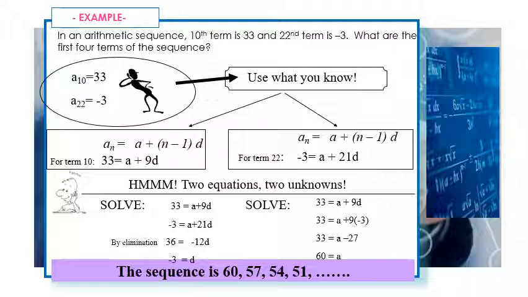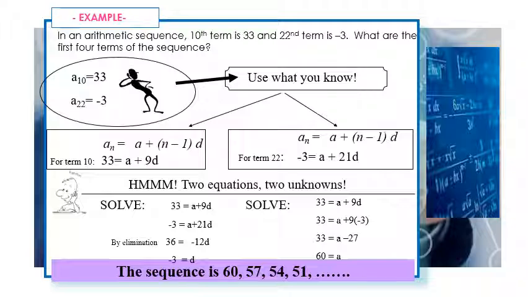Then we can substitute it in the equation to find the value of our first term. So we have 33 is equal to a plus 9d. Then 33 is equal to a plus 9 times negative 3. 33 is equal to a minus 27. Then our first term a is equal to 60.